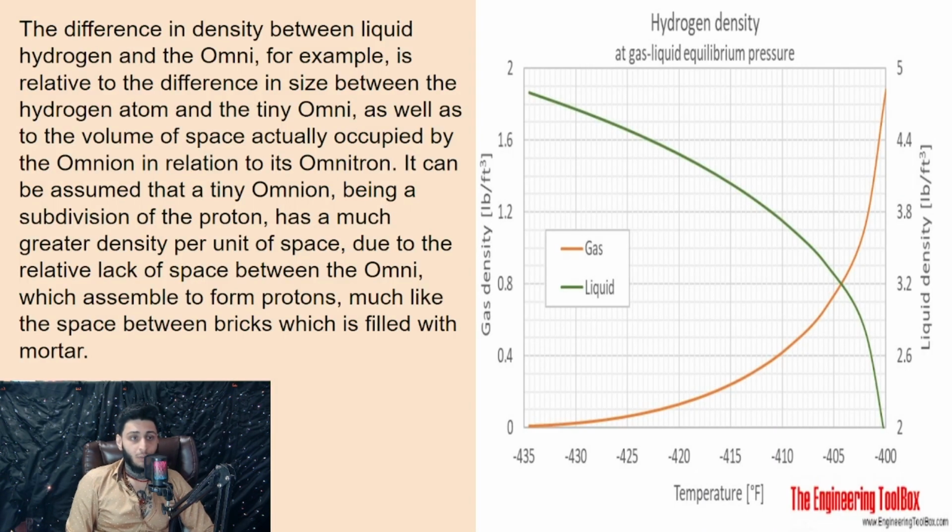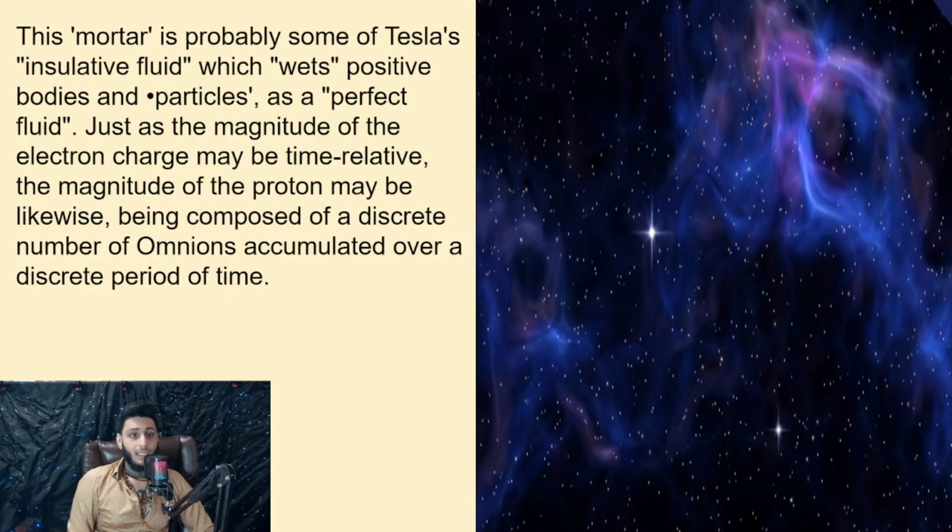The difference in density between liquid hydrogen and the omni, for example, is relative to the difference in size between the hydrogen atom and the tiny omni, as well as the volume of space actually occupied by the omnion in relation to its omnitron. It can be assumed that a tiny omnion, being a subdivision of the proton, has much greater density per unit space due to the relative lack of space between the omni, which assemble to form protons. Much like the space between bricks is filled with mortar. This mortar is probably some of Tesla's insulative fluid, which wets positive bodies and particles as a perfect fluid.